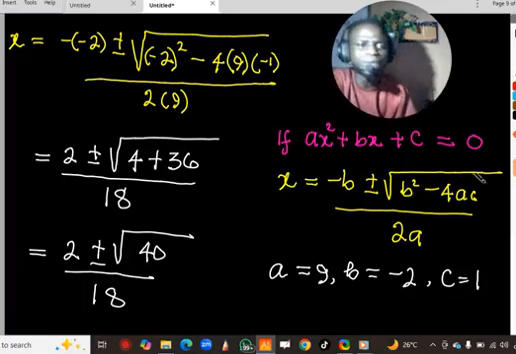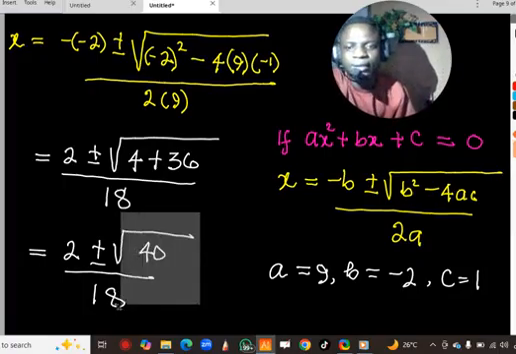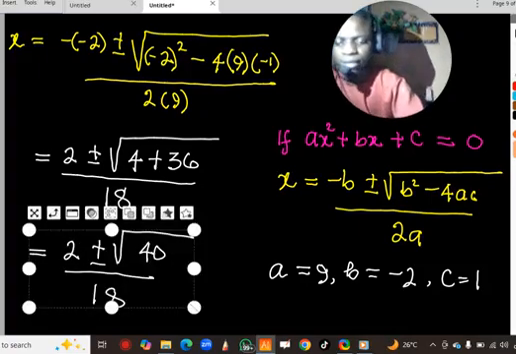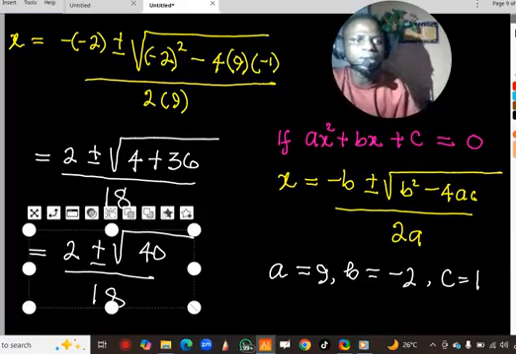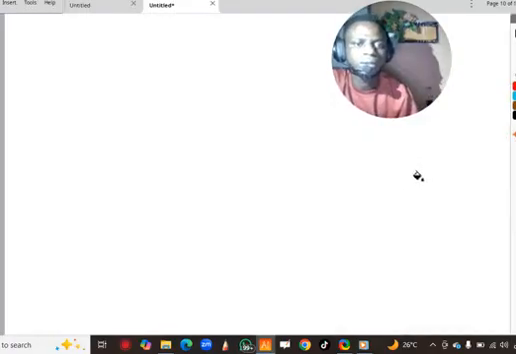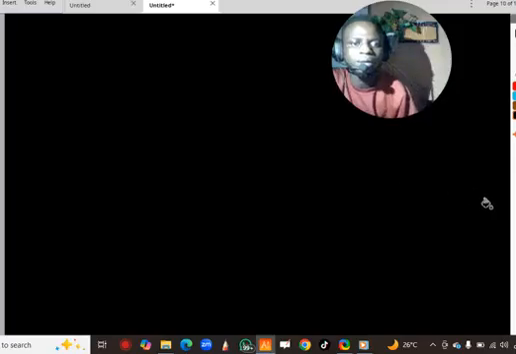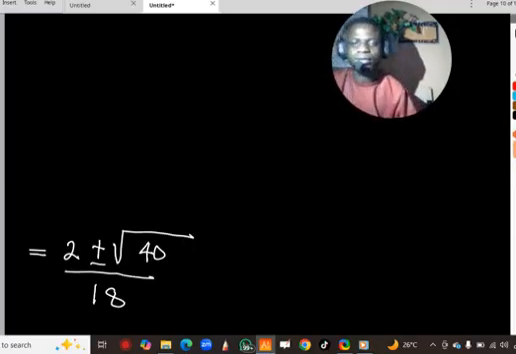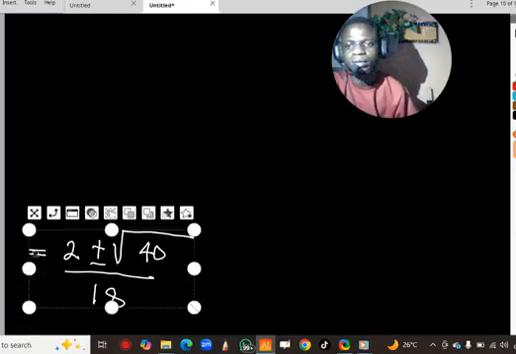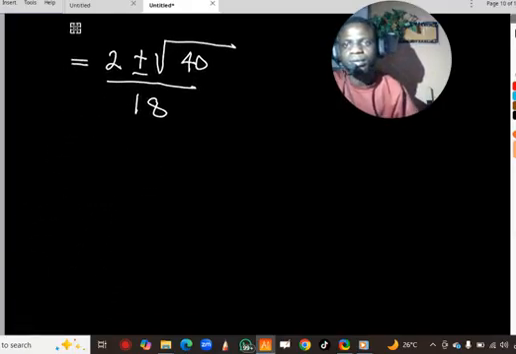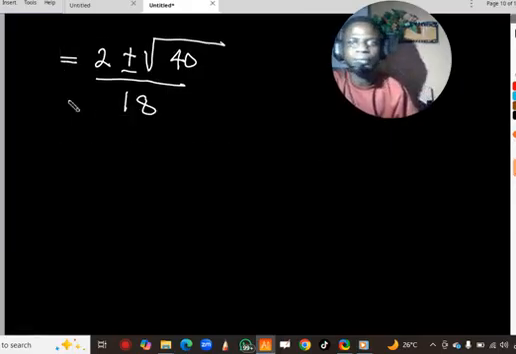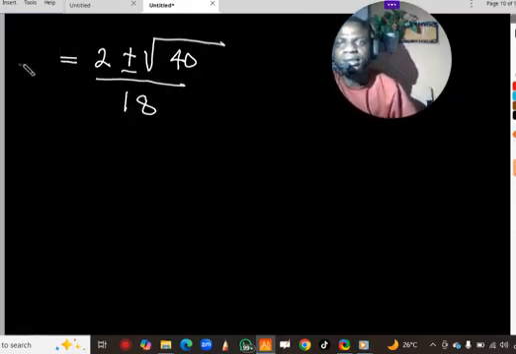Sorry, we have to move this to the next page so that it will not look clumsy. Okay, all right. So that's our value of x. So our x still remains equal to.